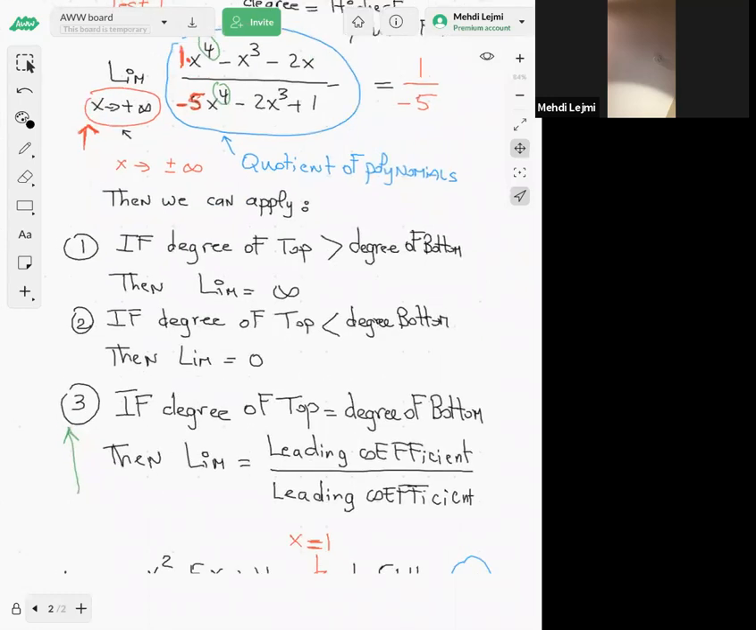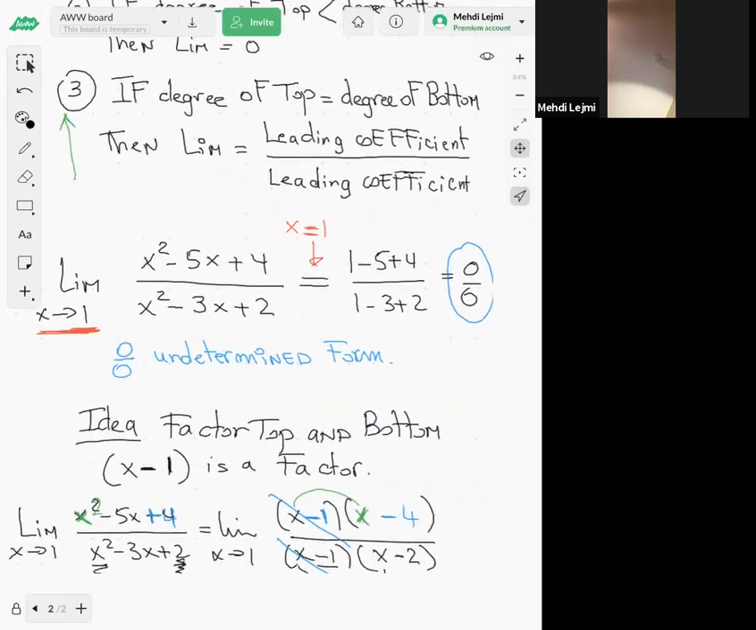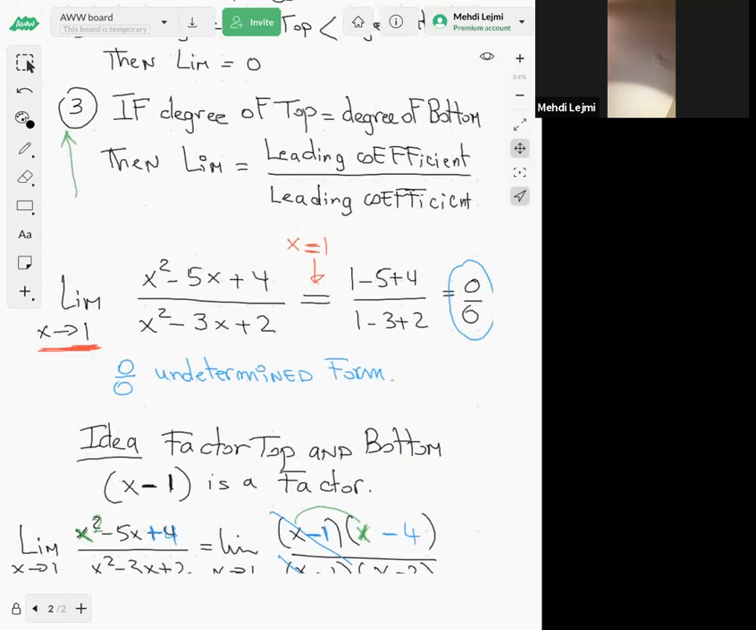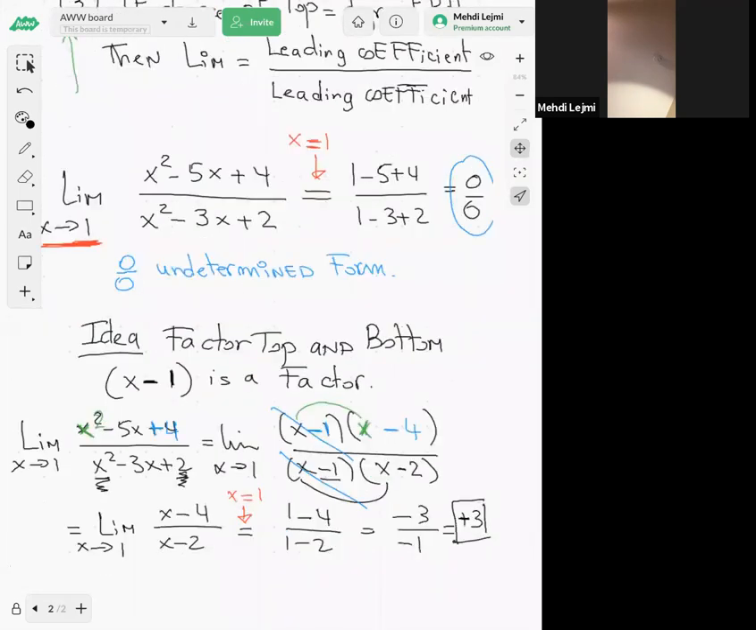But now if x is going to some number, not infinity, the first step would be just to replace x by that number. But here you get 0 over 0, that's an indeterminate form, which means we have to find another way to compute this limit. When you have a polynomial over a polynomial, the idea would be to factor the top and the bottom.